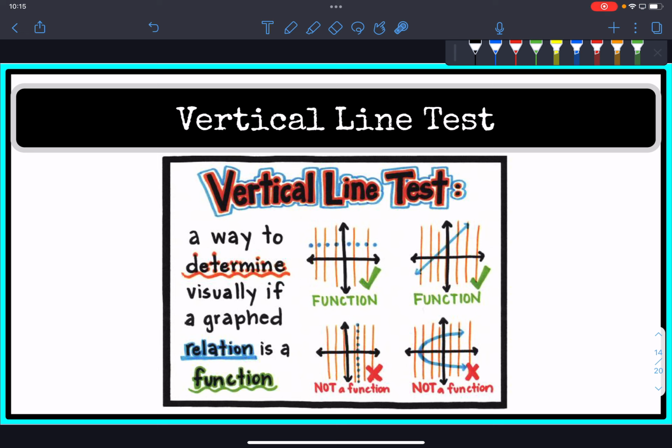Now, if we have a graph, the way we determine if a graph is a function is by using the vertical line test. If a vertical line intersects only one part of our relation, whether it's a continuous relation or a discrete relation, as you see in these examples right here, then it's going to be a function. However, if our vertical line touches our relation more than once, as you see here, it touches everywhere, and over here it touches up there and down there, then these are not going to be functions.